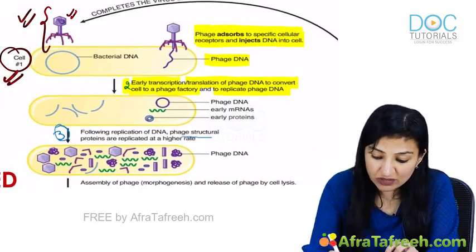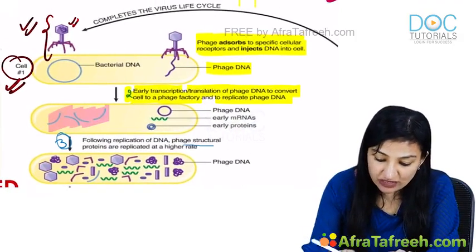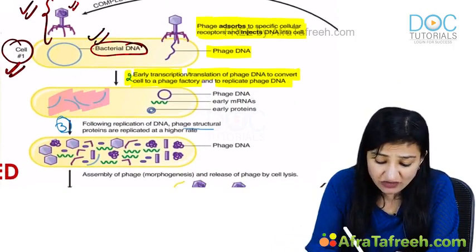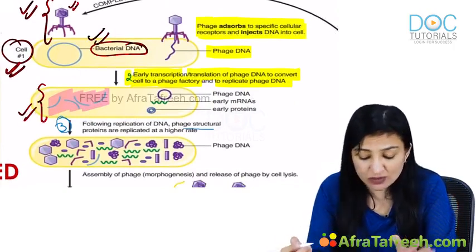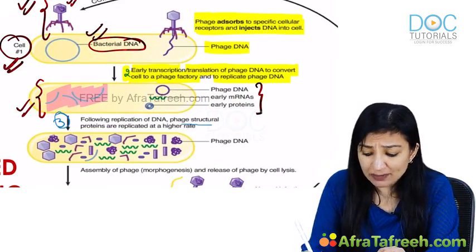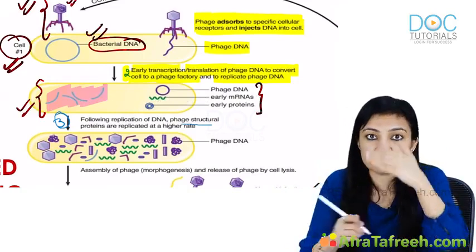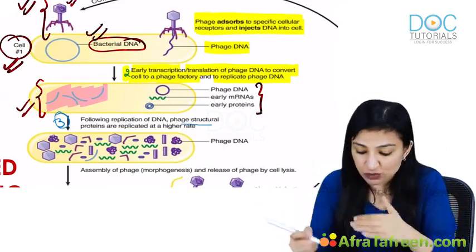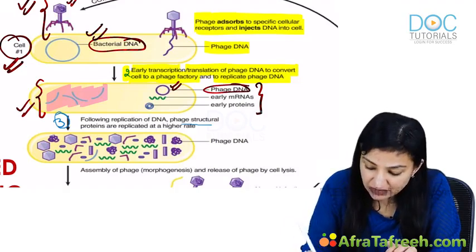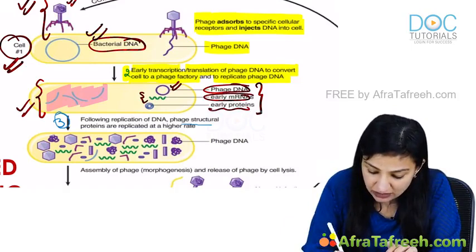One more important change I want you all to notice: the bacterial chromosome over here was a perfect circle, a light blue colored circle. The moment the phage DNA enters, the bacterial chromosome undergoes fragmentation. Remember, during viral replication, early and late proteins are synthesized. Early proteins are the enzymatic proteins and late proteins are structural proteins. Suppose this purple circle is the phage DNA, then the early mRNAs, this green one, and these are the early proteins.